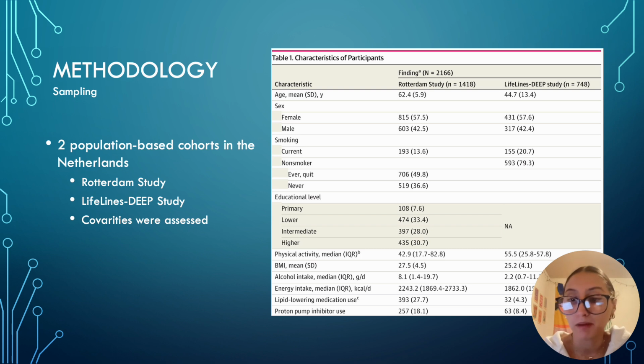This was a population-based study, so their sample consisted of 2 population-based cohorts in the Netherlands, the Rotterdam study and the Lifelines Deep study, each of which consisted of individuals over the ages of 18 and 45 who were at baseline living. This means some individuals could have been very healthy with no health complications, or could have regular health complications and may have taken medications from their day-to-day lives.